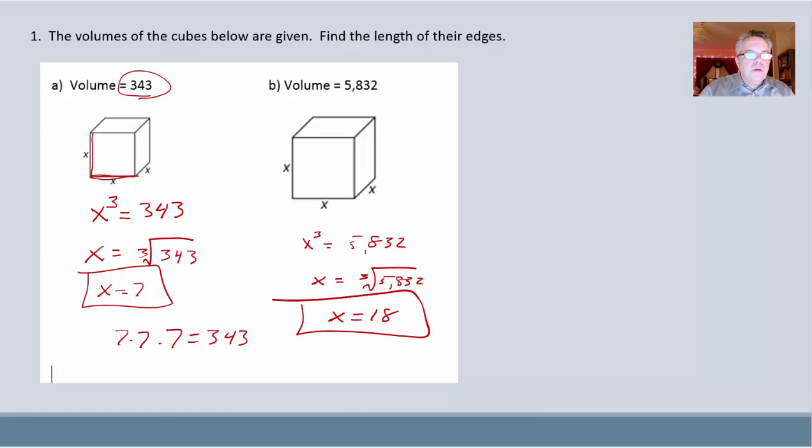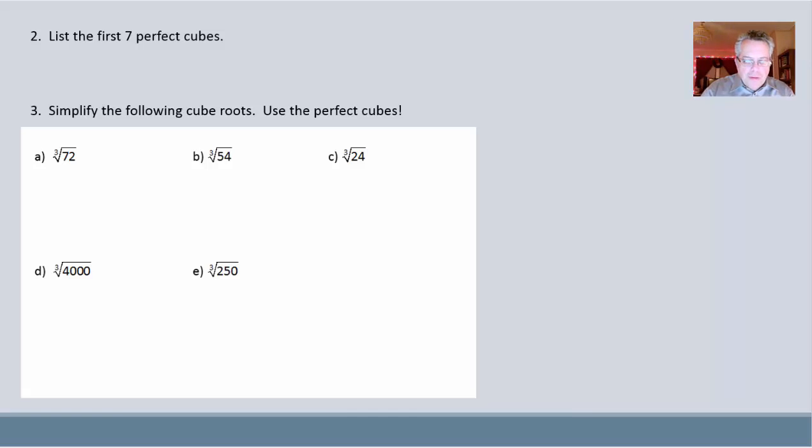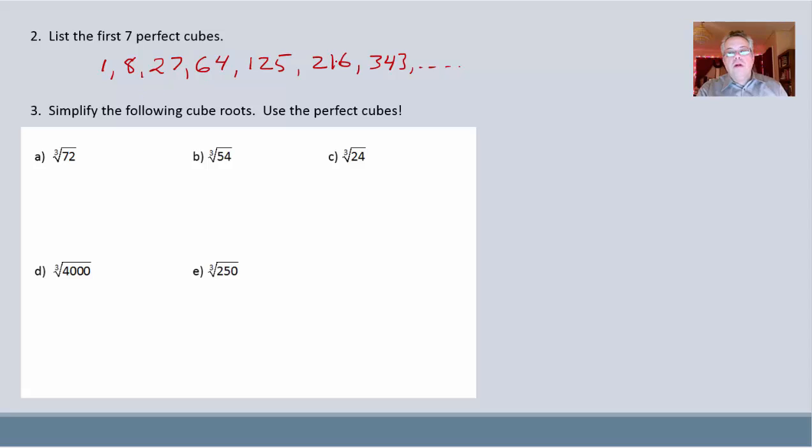Now, we have to know how to simplify cube roots. We're not going to do as much with cube roots as we did square roots. They actually work in a very similar way. But simplifying them, that's enough. So first we're going to list the perfect cubes. The first perfect cube is 1 cubed, which is 1. The next perfect cube is 2 cubed, which is 8. 3 cubed is 27. 4 cubed is 64. 5 cubed is 125. 6 cubed is 216. And 7 cubed is 343. Of course, they keep going. They get big rather quickly.